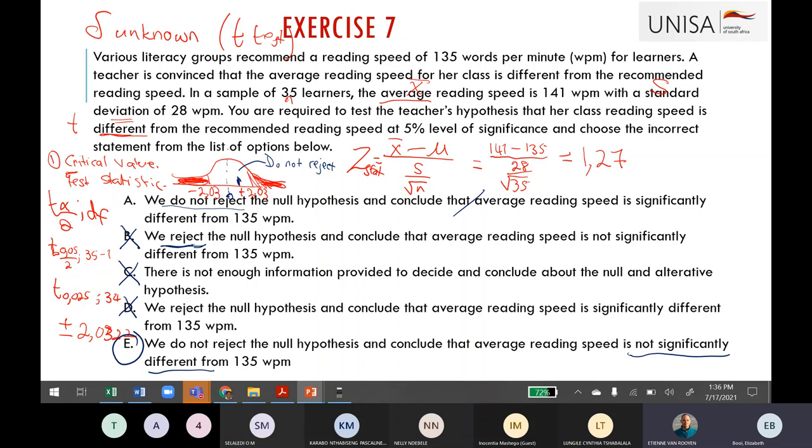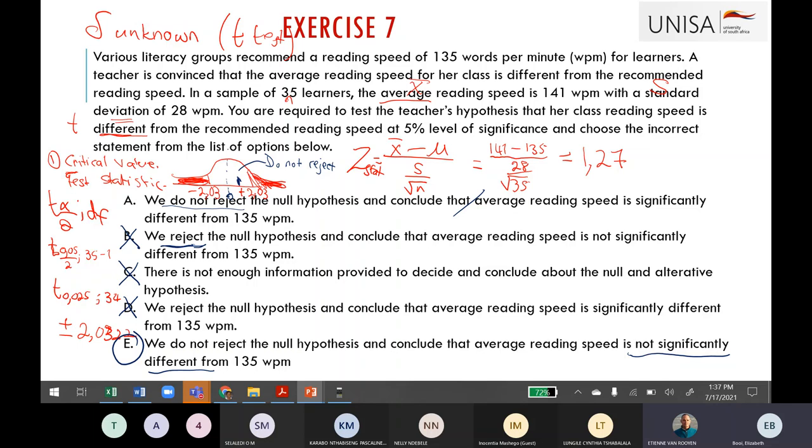So you would go back to this teacher and tell them what you're saying is not true. No, because we're not rejecting. If we were rejecting it, there would have been sufficient information to say they are different. Do you understand? We're not rejecting the null hypothesis that says the class reading is different from the recommended speed. So it means they are not different. Yeah, I understand. It's a little bit tricky that way, because the statement says her class reading is different, but we're not rejecting that. So therefore, it's not different.